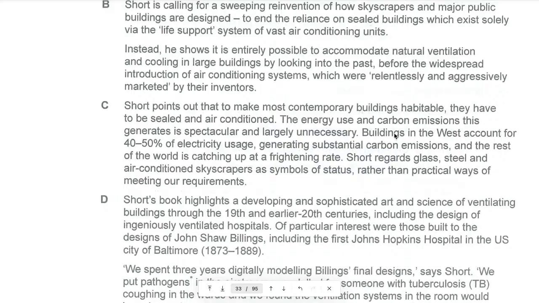So you have just read from line number 3, right? Buildings in the West account for 40 to 50% of electricity usage, generating substantial carbon emissions, and the rest of the world is catching up at a frightening rate. Frightening rate. That means that the rate is really scary or really high. And Short regards glass, steel, and air-conditioned skyscrapers as symbols of status rather than practical ways of meeting our requirements.